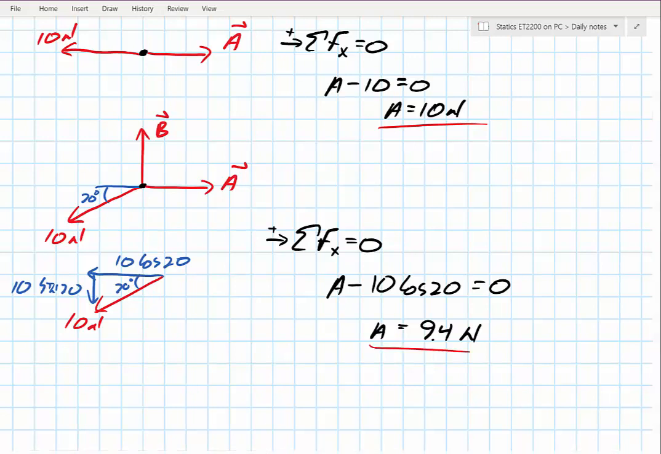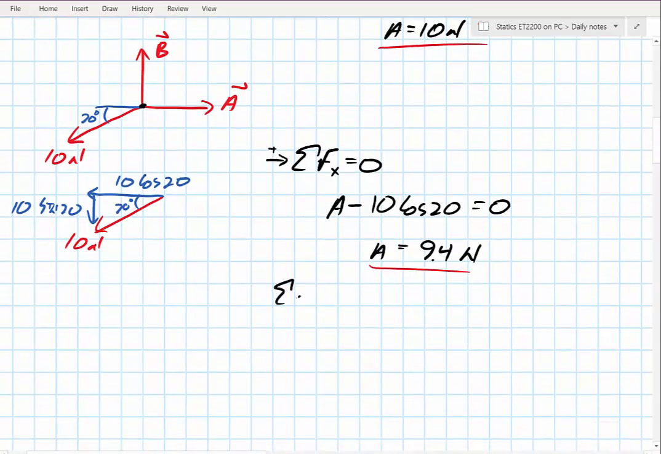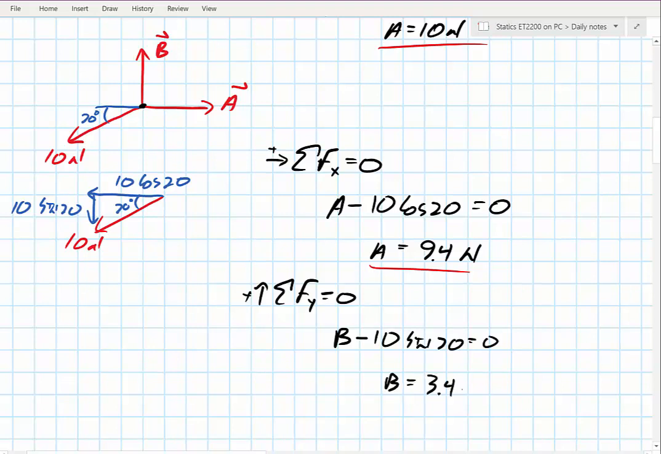Same idea with the y direction. So sum of the forces in the y direction equals 0. We're going to have up as being positive. And if we do that, I have vector B in the positive direction minus this 10 times sine of 20 is equal to 0. So vector B has a magnitude of 3.4 newtons. Once again, starting off nice and easy.